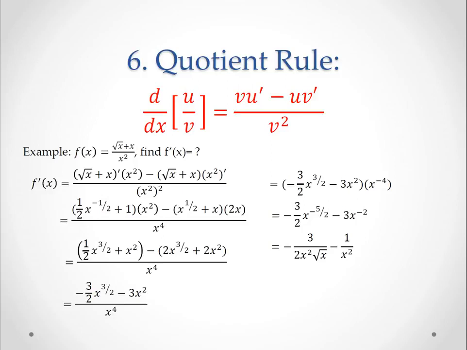Okay, let's look at the 6th rule I want to introduce. This rule is the quotient rule. The quotient rule is similar to what we saw before in the product rule. The quotient contains a numerator and denominator. So the derivative of a quotient is equal to the derivative of the top times the bottom minus the derivative of the bottom times the top, and this subtraction is divided by the bottom squared.